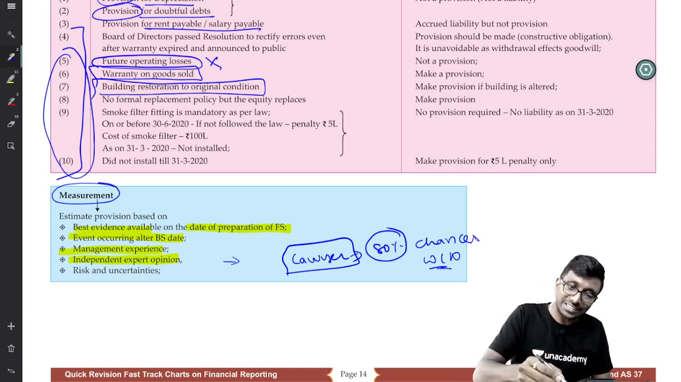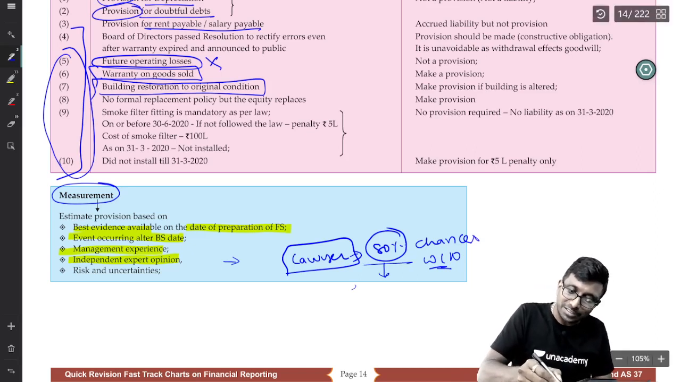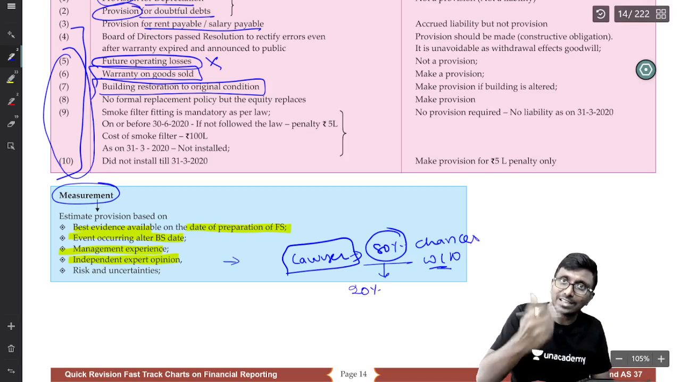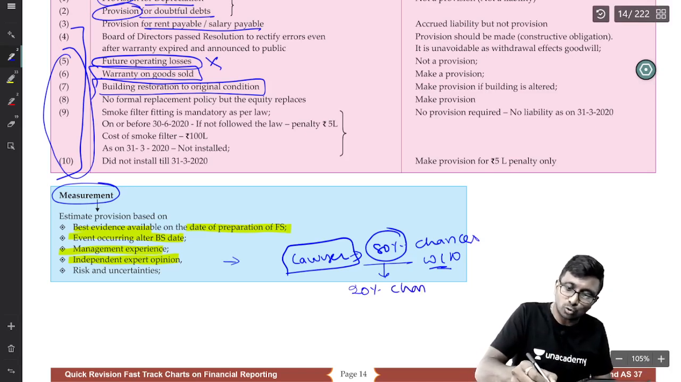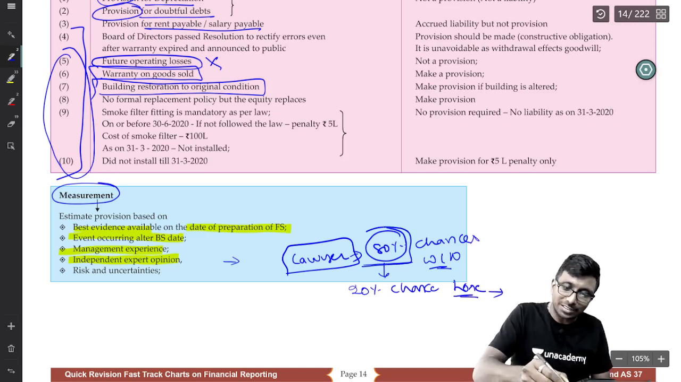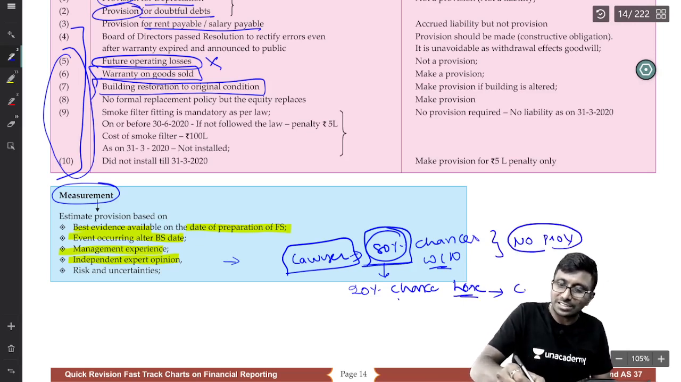When he says 80% chances, that means indirectly he is telling there is a 20% chance to lose. Correct. That's why if you say 80% is the chance to win, I agree, there is no need for a provision. But there is a need for a contingent liability.